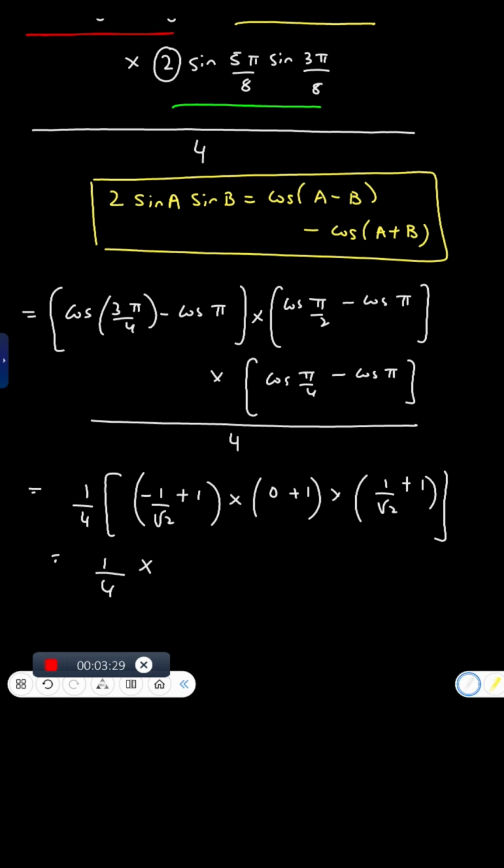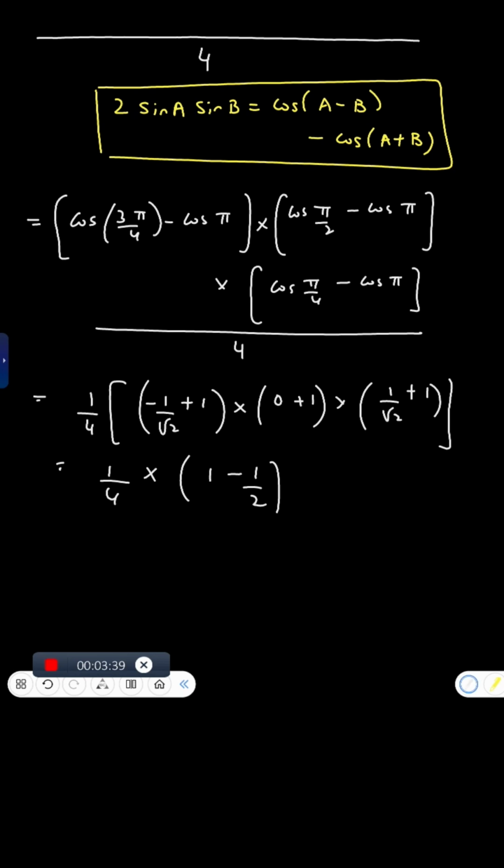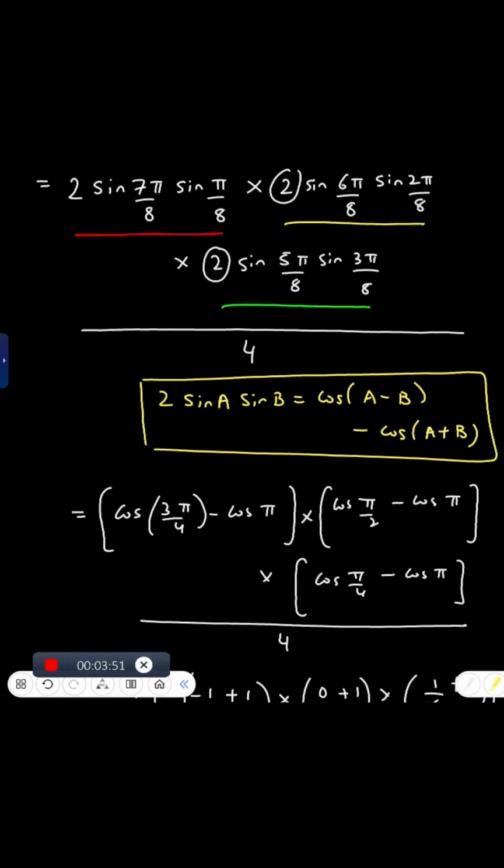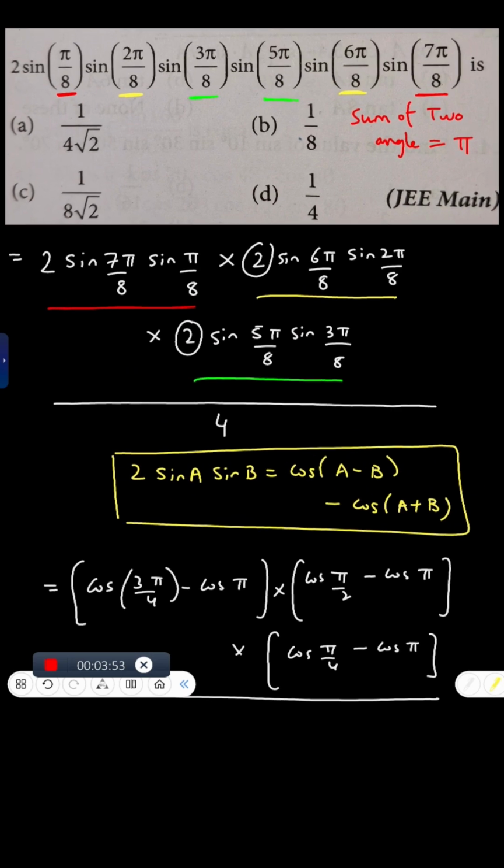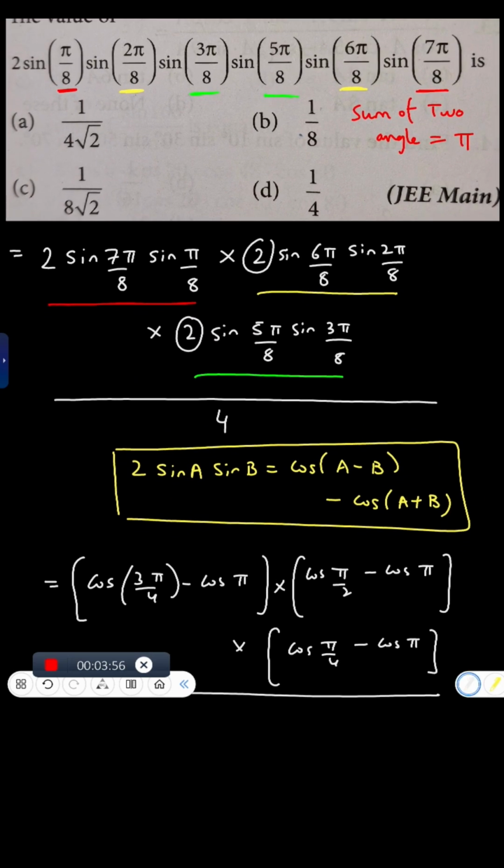I can see a formula: a plus b into a minus b. 1 plus root 2 into 1 minus root 2 is going to be a square minus b square, so it's going to be 1 minus half. If we go further, I will get this as 1/4, and 1 minus half is half, and on solving this I get the answer as 1 by 8. Let's see what the answer is. The answer is 1 by 8. So the answer is B.